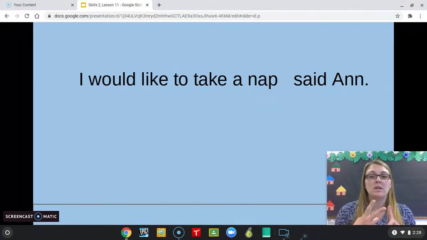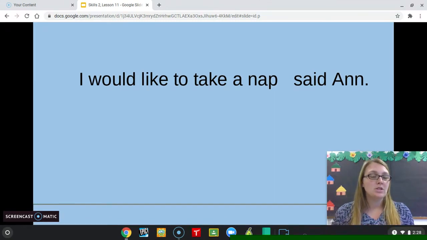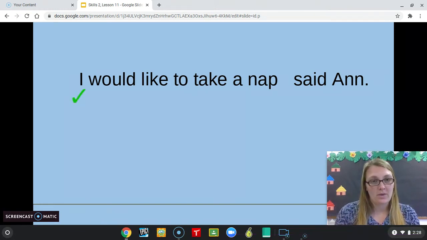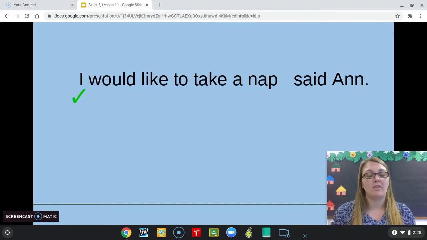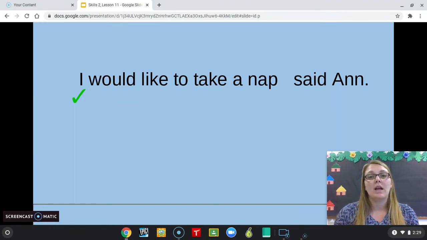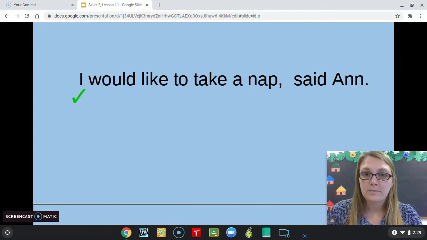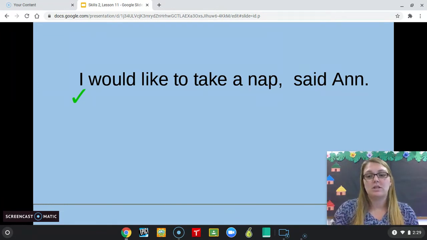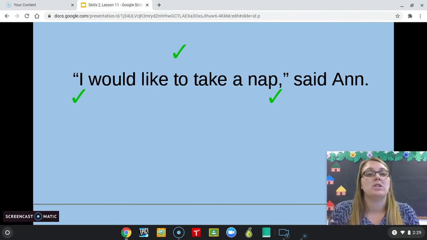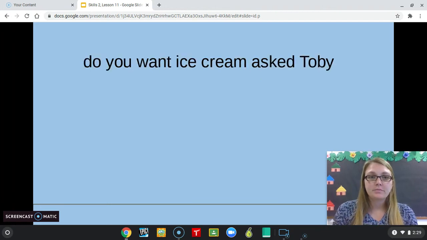So first, let's make sure we have everything we need. We need quotations, we need punctuation, we need capital letters. Starting at the beginning of the sentence, we need a capital letter I. And we have that. I would like to take a nap. Beginning of a sentence, and the word I is always capitalized. Okay, we also need the comma at the end of nap to separate it as the quote. And lastly, the quotation marks. We are all set. Quotation, I would like to take a nap, comma, quotation mark, said Anne.